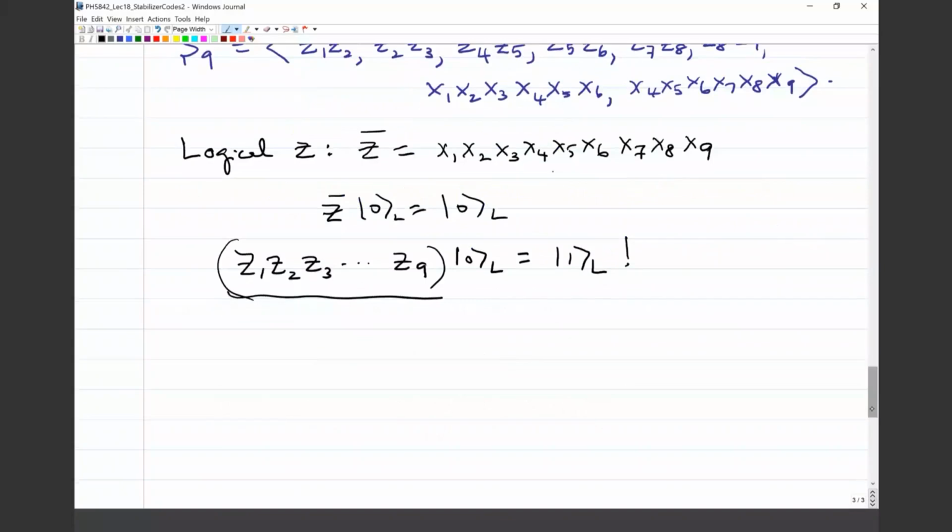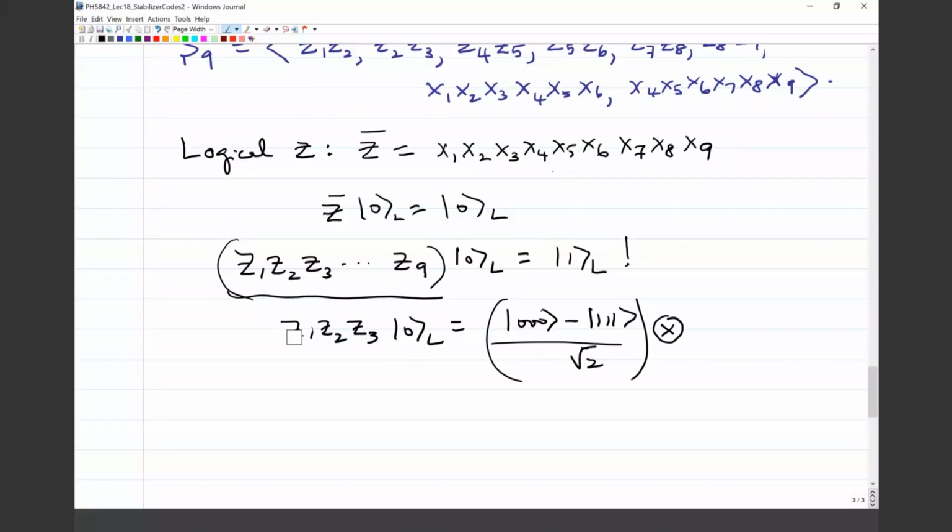Because every set of 3, you see Z1, Z2, Z3 acting on 0 logical is going to take 0 logical to 0, 0, 0 minus 1, 1, 1 by root 2 on the first set of 3 qubits. Then you add the Z on the next 3 qubits, right? And then you realize that you're going to have a relative minus sign on the second set of 3 qubits. And then you add the Z7, Z8, Z9, and then you see that you actually have a minus sign on the remaining last set of 3 qubits. And so effectively what you have is 0, 0, 0 minus 1, 1, 1 by root 2 tensor 3. And so that is indeed one logical, right?